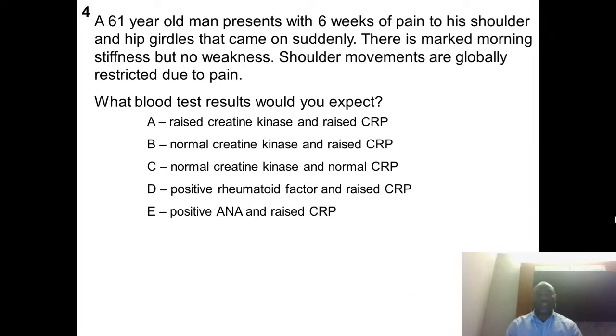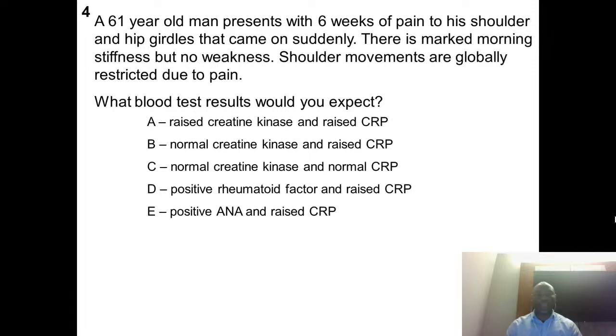A 61-year-old man presents with a 6-week history of pain in his shoulders and hip girdles that came on suddenly. There's marked morning stiffness but no weakness. Shoulder movements are globally restricted due to pain. What blood test would you expect in this case?